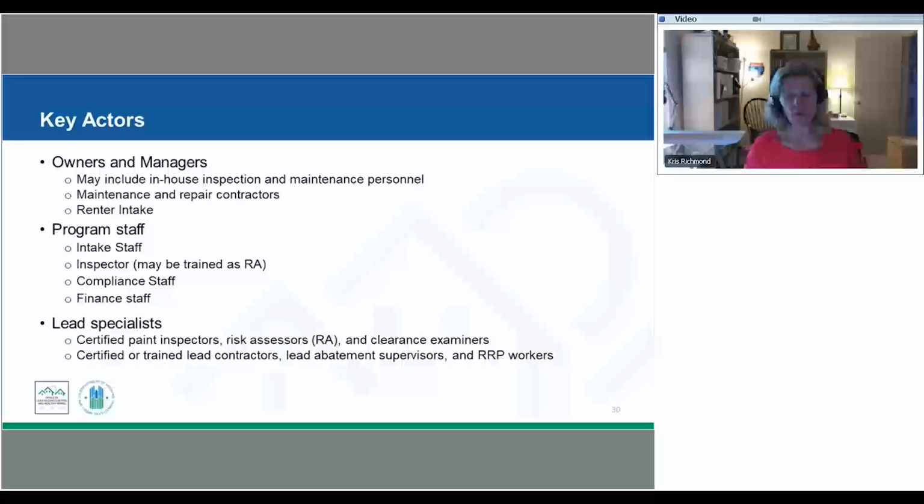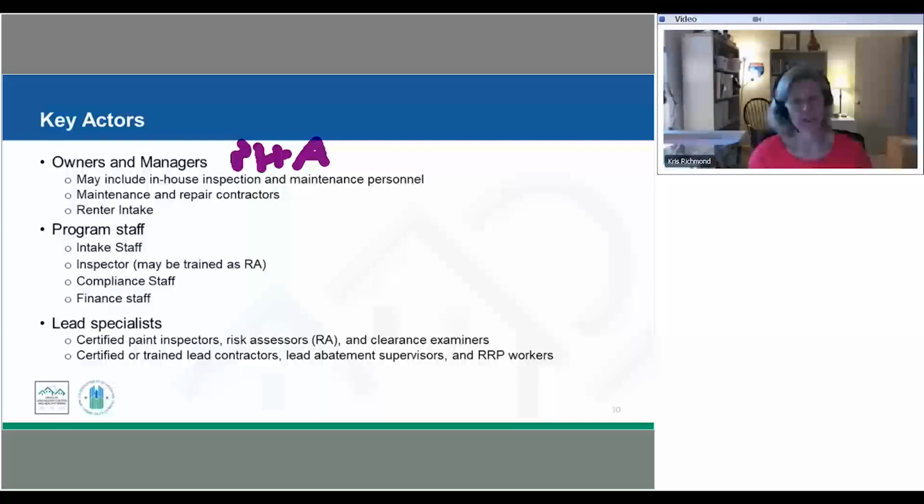There are many professionals that are involved with housing and meeting compliance with the Lead Safe Housing Rule. This is our PHA that owns our properties that's under Subpart L. So I'm going to put our PHA here. You might have your own maintenance staff and repair contractors. Your program staff is doing intake. You probably have compliance staff, finance staff, and you may have lead specialists that may be staff, or you may have to be contracting out for these lead specialists.